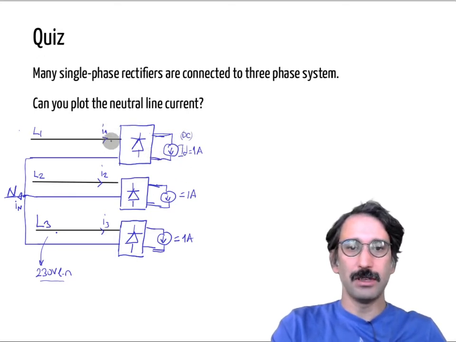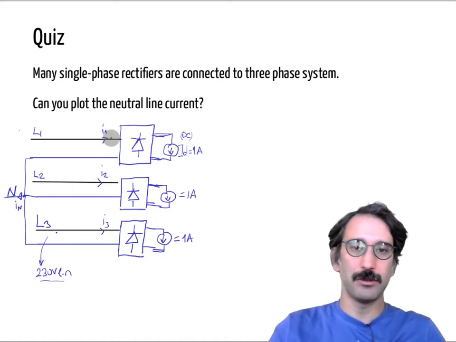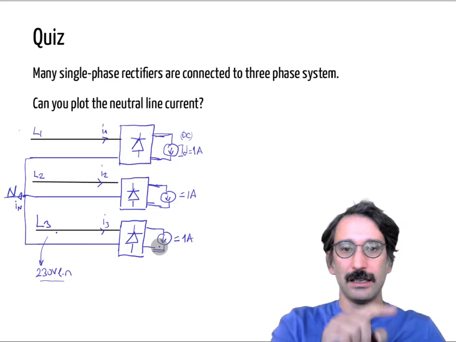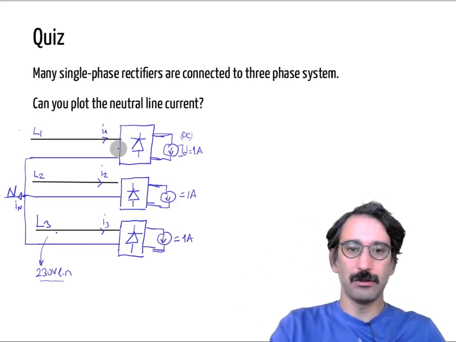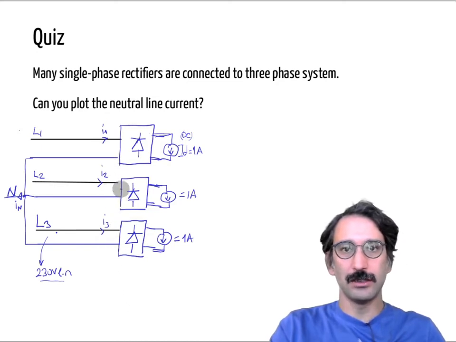And what we will have on the grid side, if you remember from the previous weeks, is basically a square waveform, but all those square waveforms will be shifted 120 degrees. So the question is, what should be the net IN?